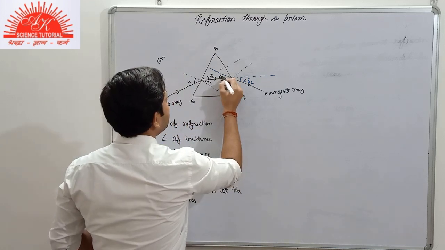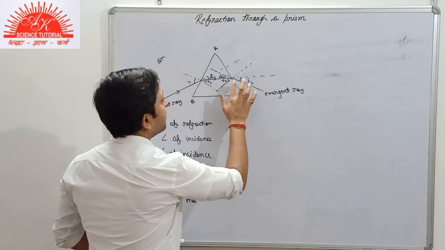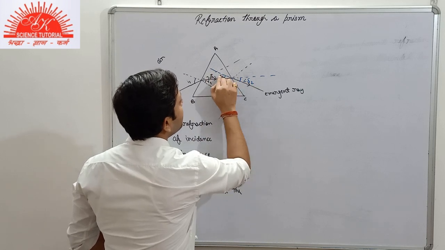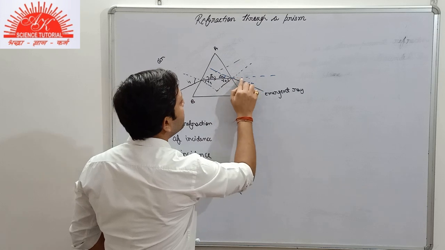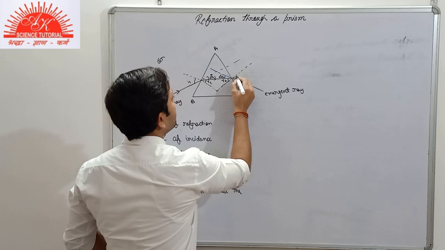This angle is delta 2. Now it must be very clear to you. I'll rub this part. This is delta 2. How? Because these are vertically opposite angles, so this must be delta 2. Now I'll rub this part. Now again, let us mention it.